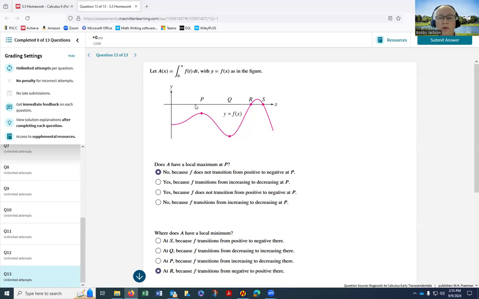So for any value, if we integrate up to like P, it would be the area that's below the x-axis and above this curve, trapped in between the two. But it's going to be negative because it's below the x-axis. And that's true all the way up to R, right? Well, from R to S, yeah, you're above the x-axis. That's going to be positive area. But look at that area in comparison to the total negative area we've already accumulated. It's not going to make it positive. And then after S, we're back to being negative.